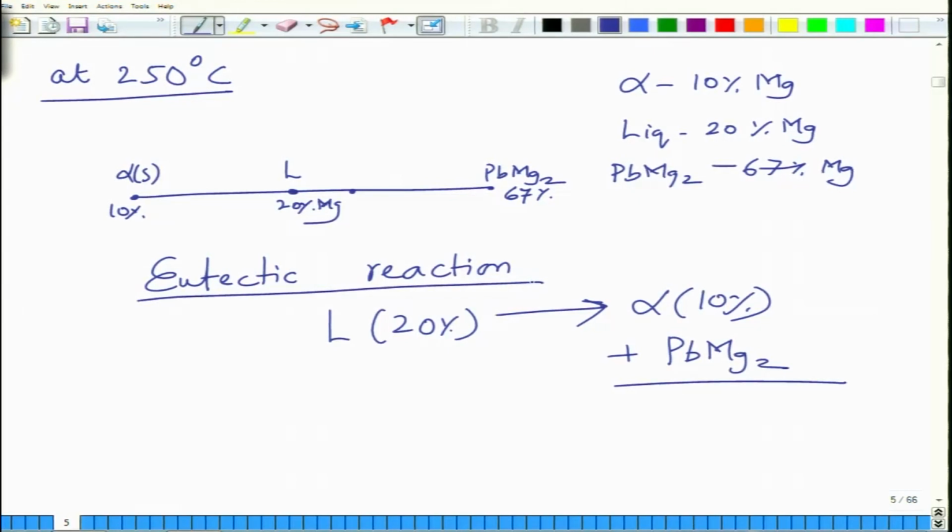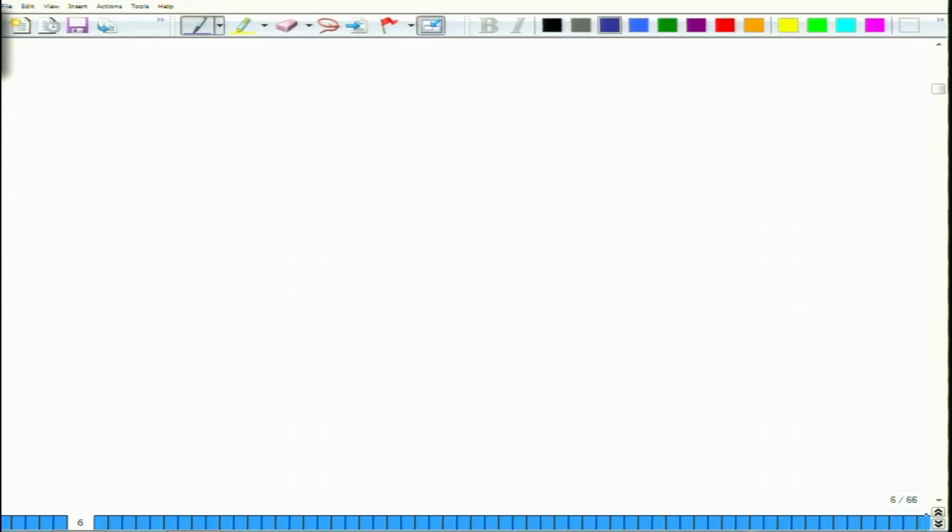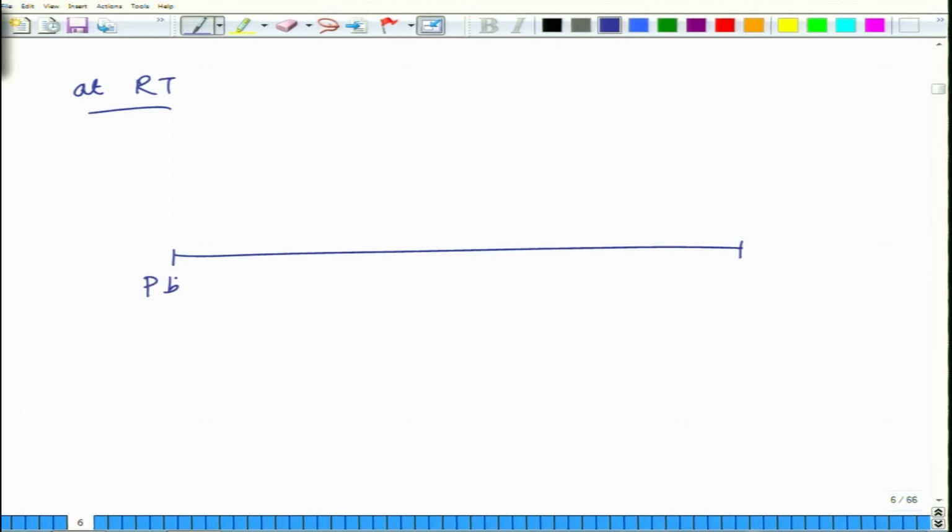Now, the third data point was the solid solubility. Which means at room temperature, if I draw the horizontal line, let us say this is Pb, this is pure Mg, this is atomic percent Mg. So, it says that the maximum solid solubility of magnesium in alpha, that is alpha lead, is 2%.